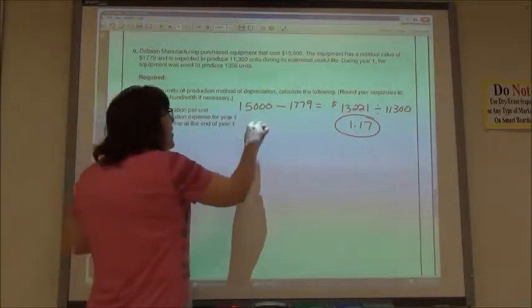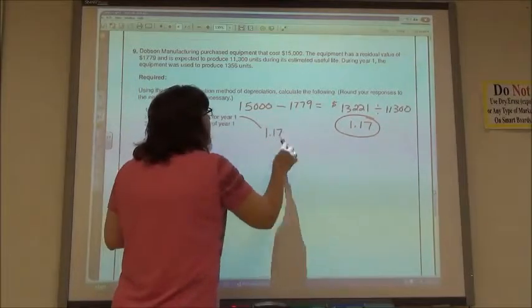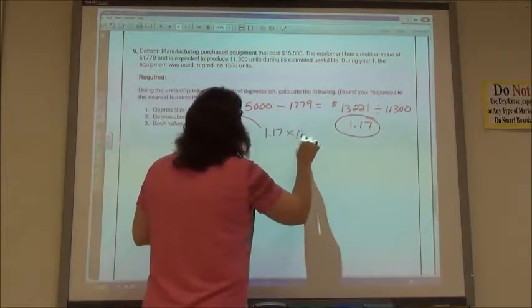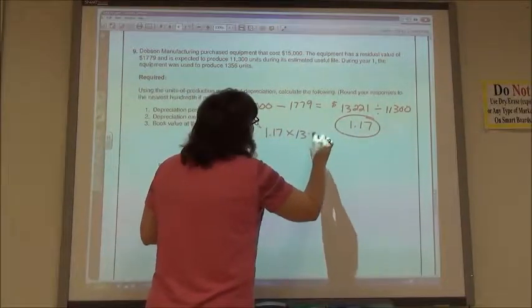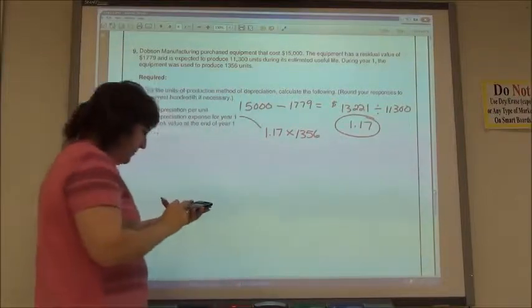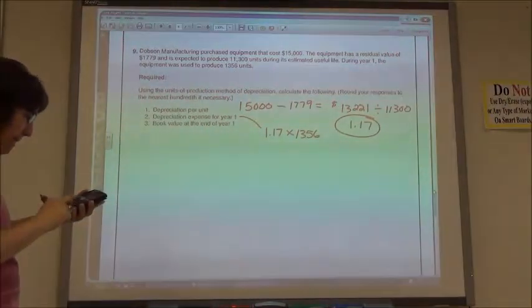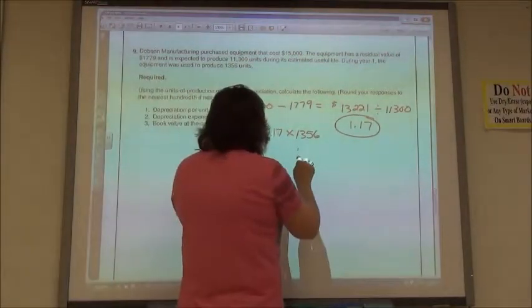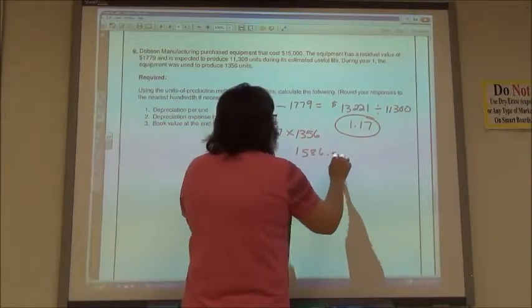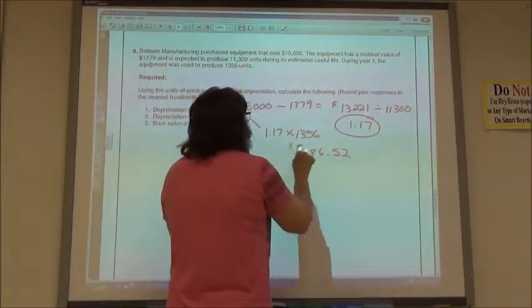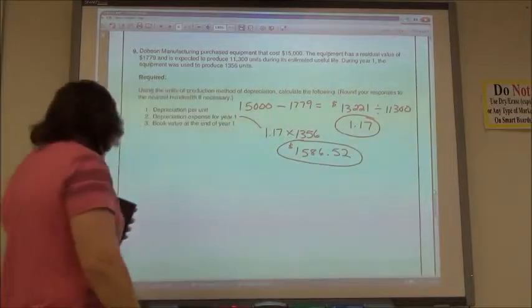Depreciation for year 1 then, $1.17 per unit times the number of units produced, 1,356, gives me $1,586.52 for the depreciation for the first year.